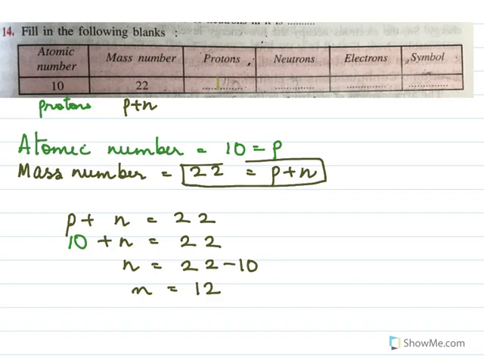So let's fill in here. The protons will be also 10. Here also 10 because atomic number is 10. The electrons also will be 10. Protons and electrons are equal. And the neutrons we have calculated as 12. And atomic number 10 is neon. The symbol is Ne. It is neon. Neon is the only element that has atomic number 10. No other element will have atomic number 10.